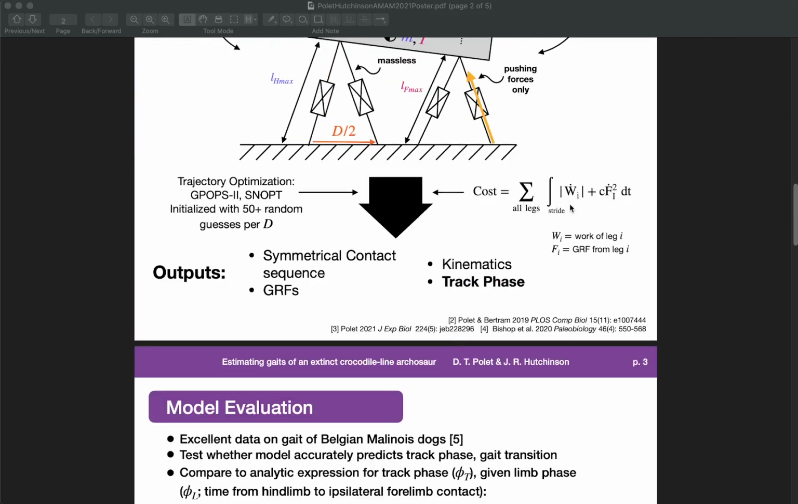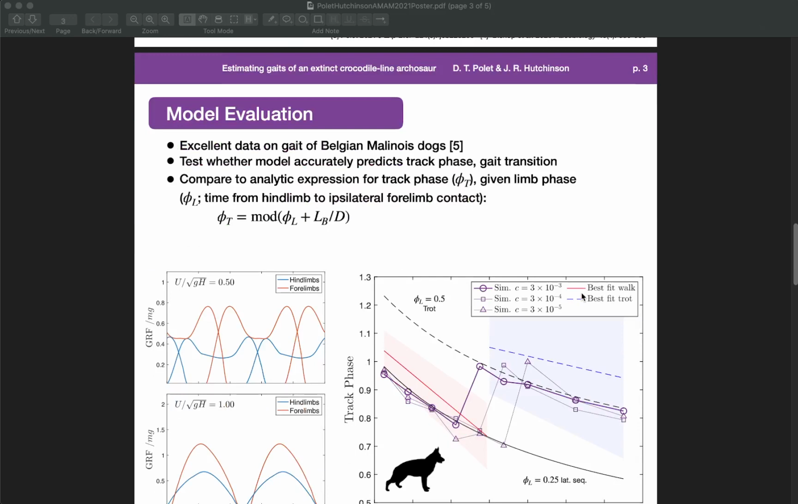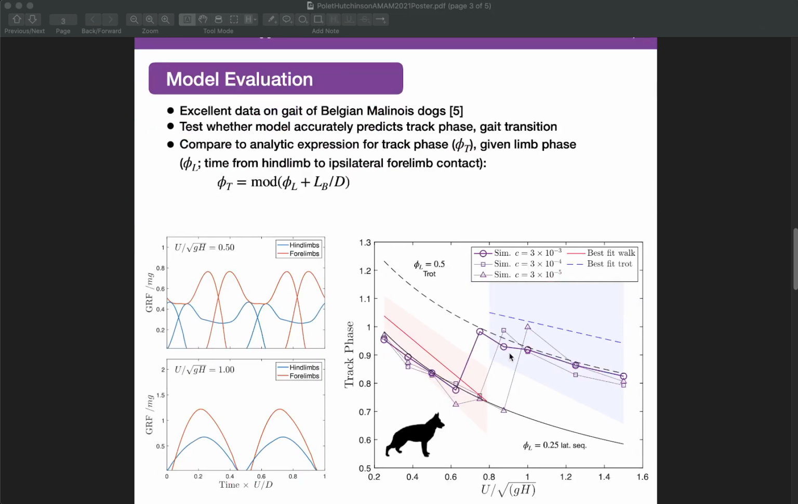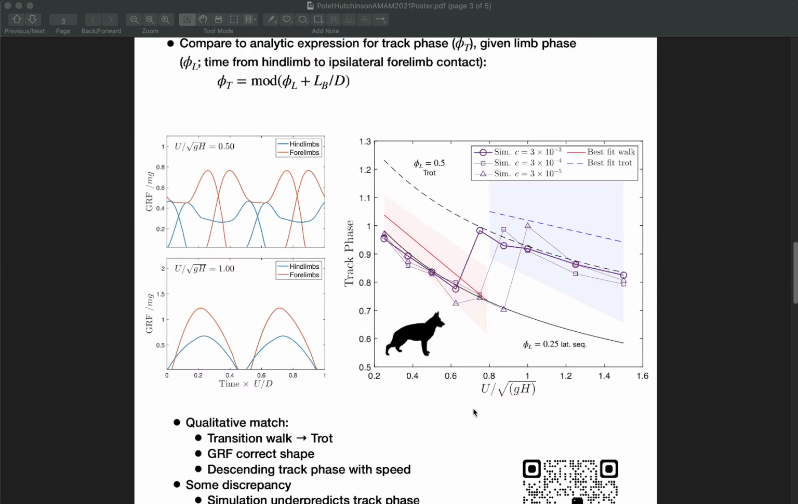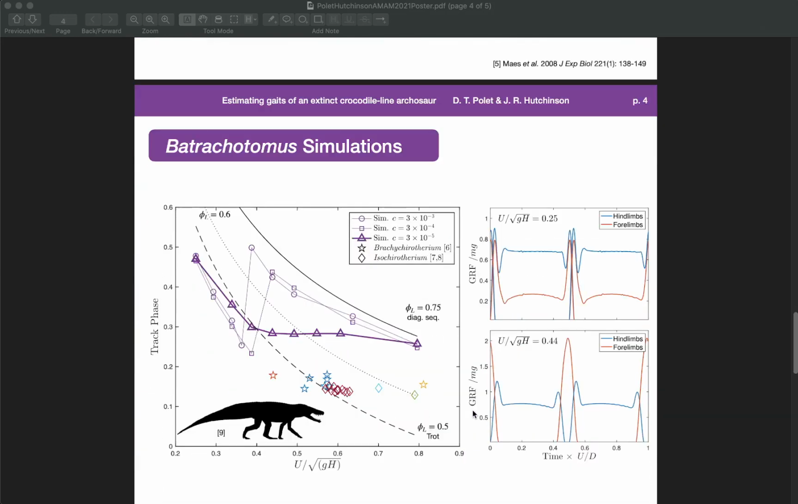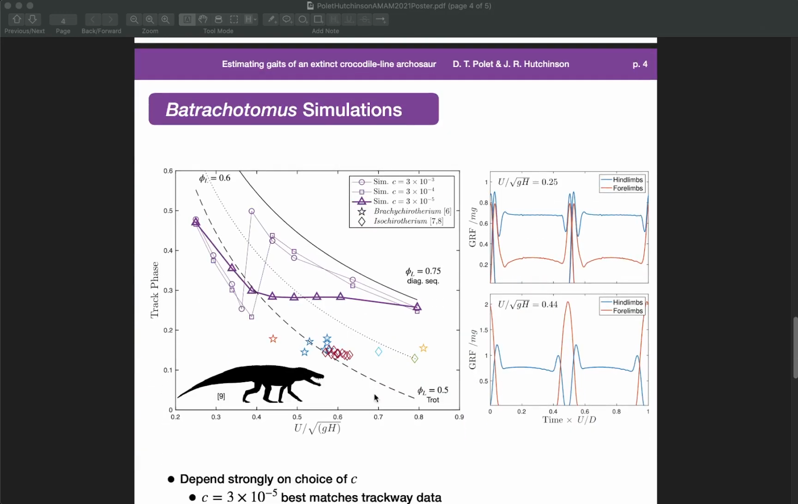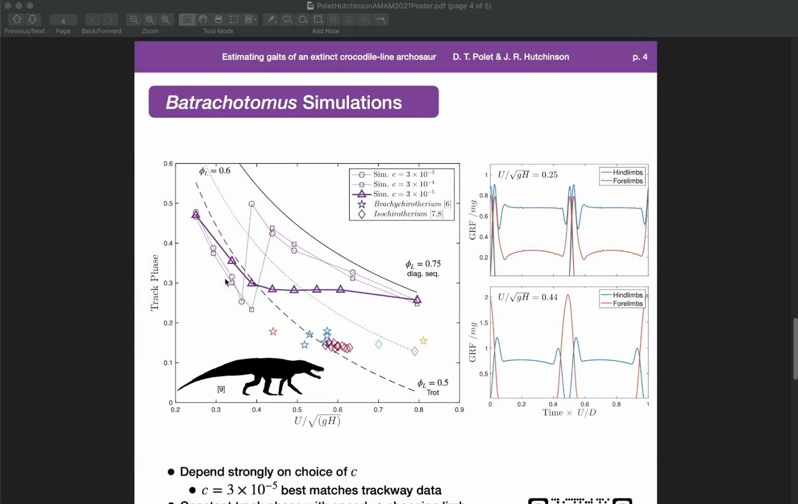Basically, the cost is a combination of work from the legs as well as a penalty for rapidly changing force. And this parameter C modulates whether this force rate penalty is large or small. And at a relatively large value, we get the best fit for dogs, a relatively large value of the force rate penalty. Now for Batrachotomus, we also see the sensitivity of force rate penalty.